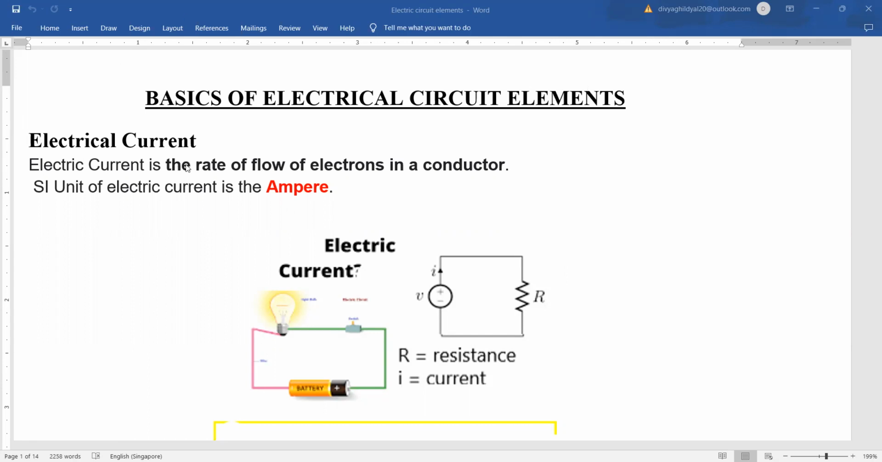Okay, now the very first term, electric current. You will come across this term in your whole paper and you should know what a current is. Suppose this is an electric circuit which you can see. It consists of a resistor in series, a voltage, and the arrow is showing you the direction of current. So current is rate of flow of electrons in a conductor.